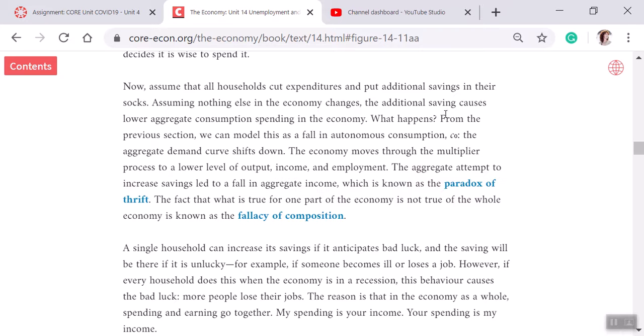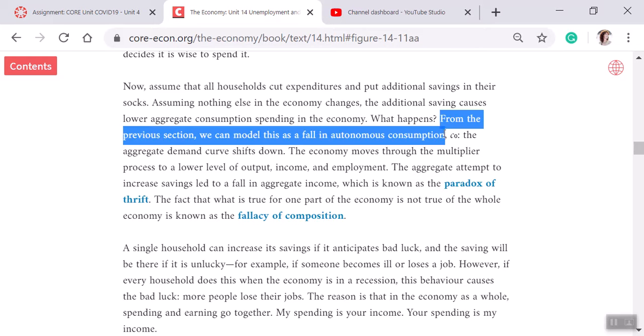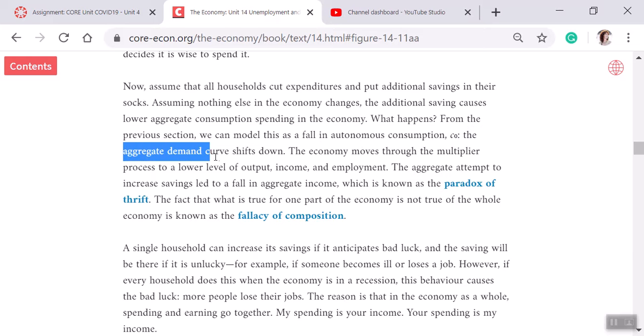All right, wait, we got ahead of ourselves. Okay, from the previous section, we did this. We have a fall in autonomous consumption, right? So our own choices to consume, and that causes the aggregate demand curve to shift down, right? We're not eating so much. We're not spending so much. Nobody wants things so much. There's less demand for stuff. Boom, it goes down. Okay.